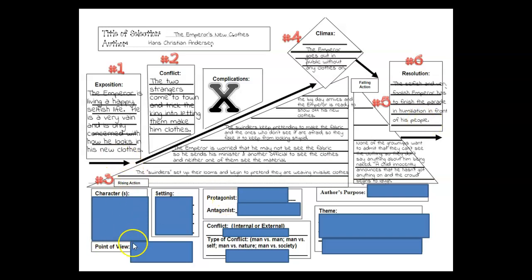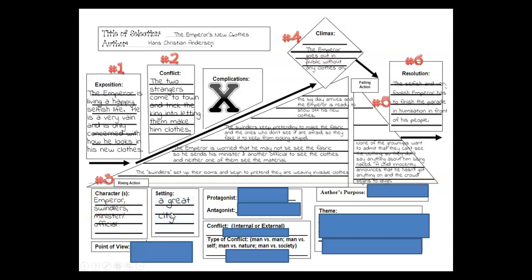All right, let's go down here to the bottom part of the plot diagram and let's talk about the characters. Our main characters, of course, are the emperor, the swindlers. Then we got some others, the minister and the official. They have a fairly major part, but the two main characters are the emperor and the swindlers. Where does this take place? What's the setting? Well, the story only tells us it's a great city. We don't know exactly the name of the city or the name of the country. We just know it's a big city who has an emperor.